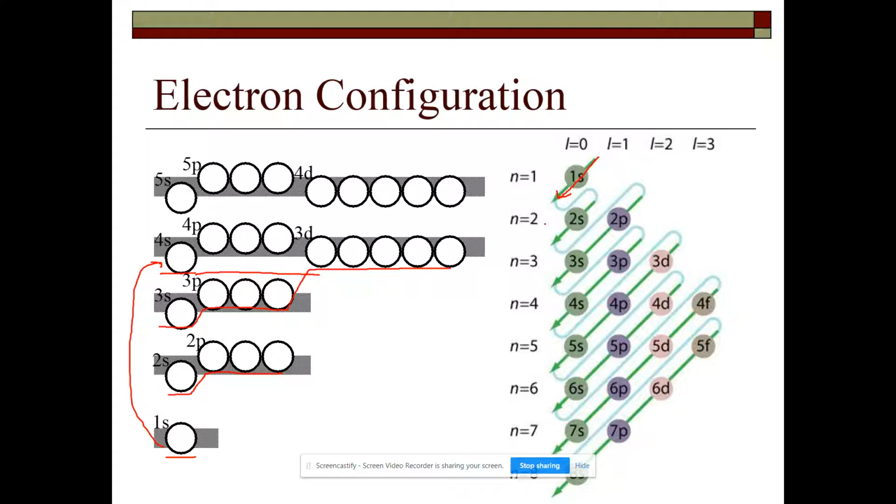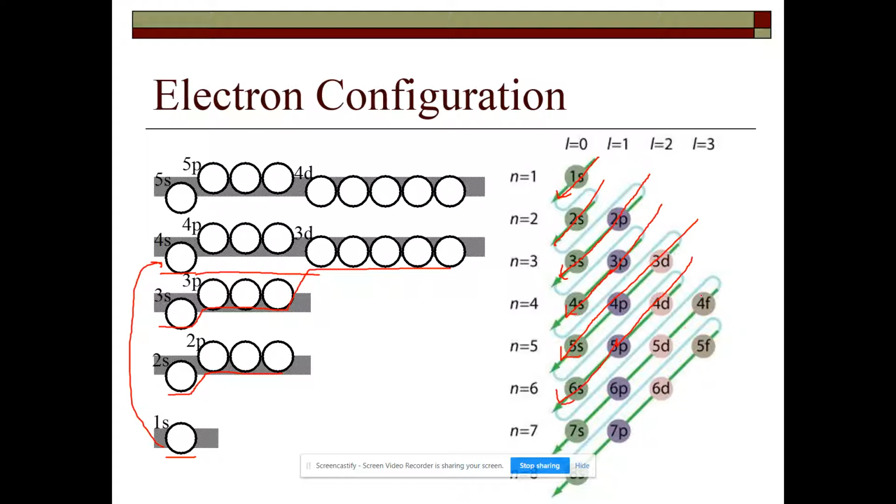where we fill up the 1S first, then the 2S, and then we come back around here and then start filling up the 3S, 3P, but before we do the 3D, we do 4S. Then we come around, and this diagram shows the order of how we fill up all of the apartments.